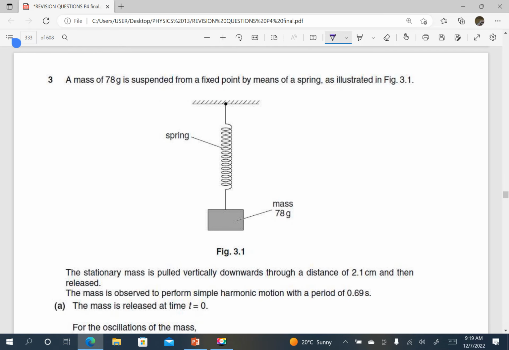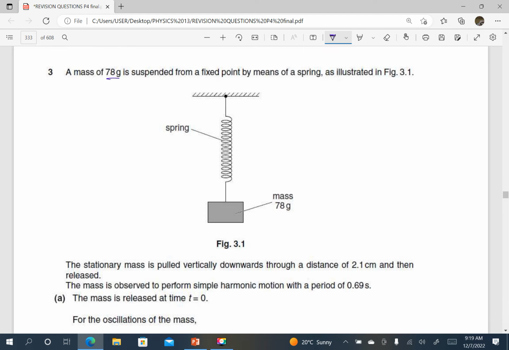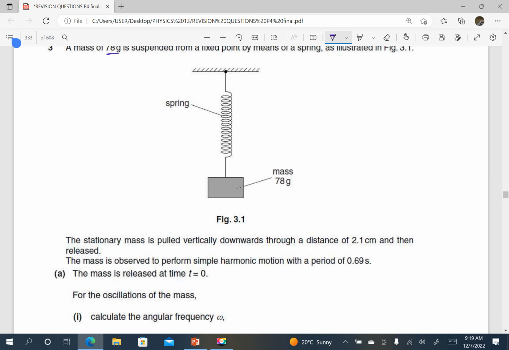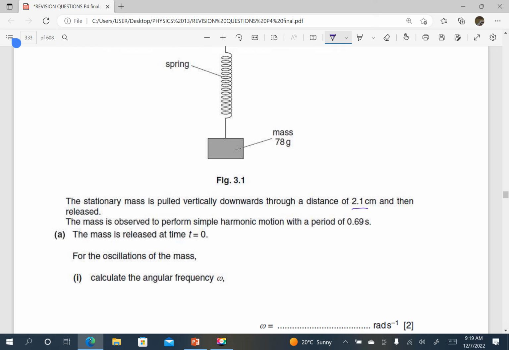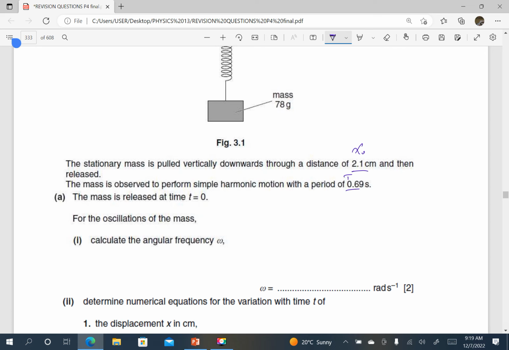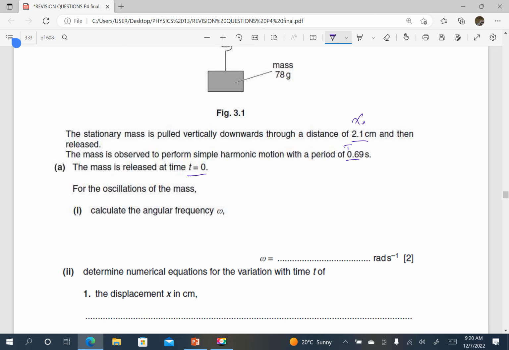A mass of 78 grams is suspended from a fixed point by means of a spring as illustrated here. The stationary mass is pulled vertically downwards through a distance of 2.1 centimeters and then released. So this is going to be our amplitude. I'll use x naught for amplitude, maximum displacement. The mass is observed to perform simple harmonic motion with period 0.69 seconds. The mass is released at t equals 0. Remember, it is starting from maximum displacement.